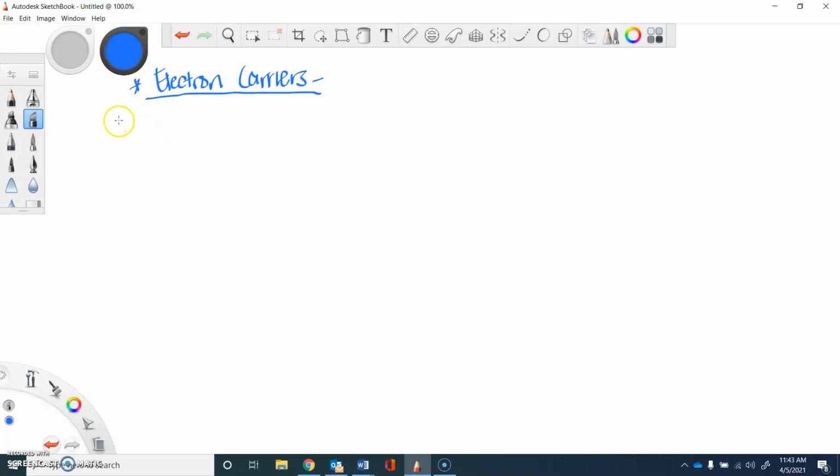So the first molecule is called NAD, and that is called nicotinamide adenine dinucleotide. That's a mouthful. And that comes from the B vitamin niacin.